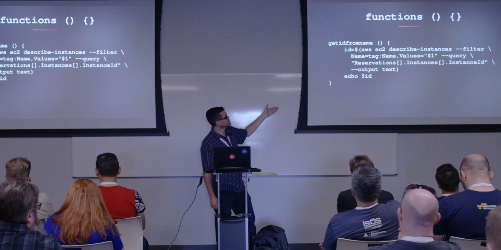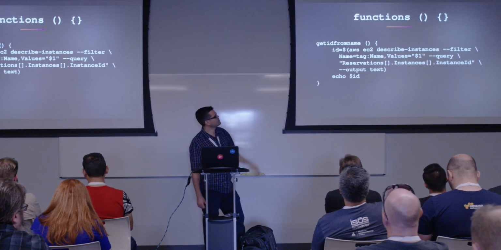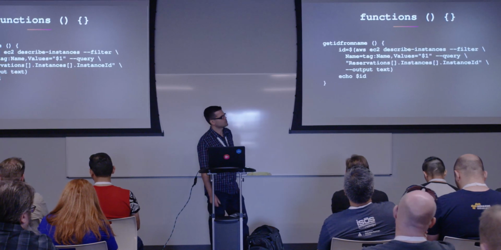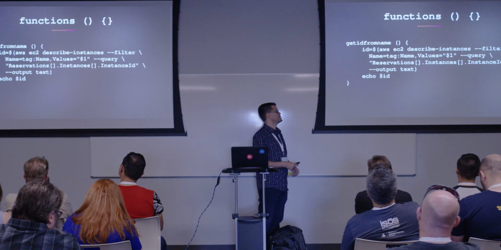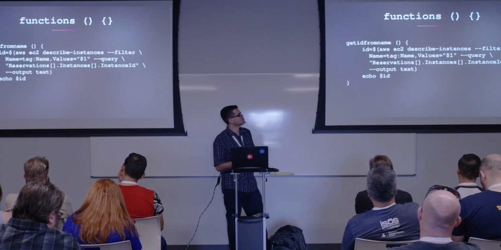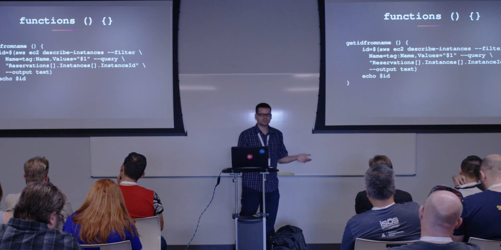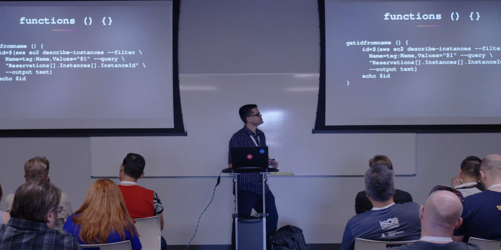And then after that, we do an echo of that ID variable to print out what we have set that variable to. So you can use shell functions to wrap AWS CLI commands to make them useful and to call them multiple times inside of your shell script.